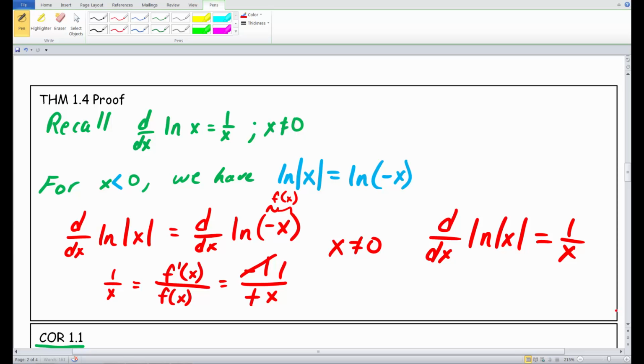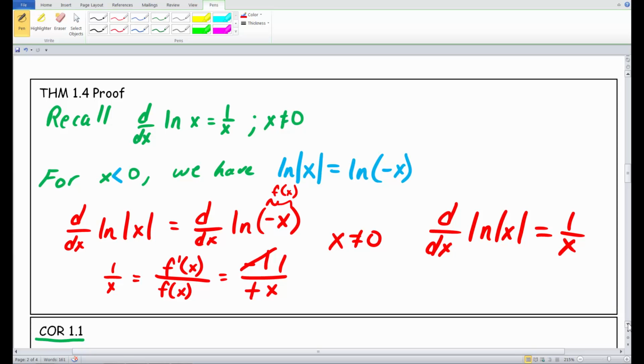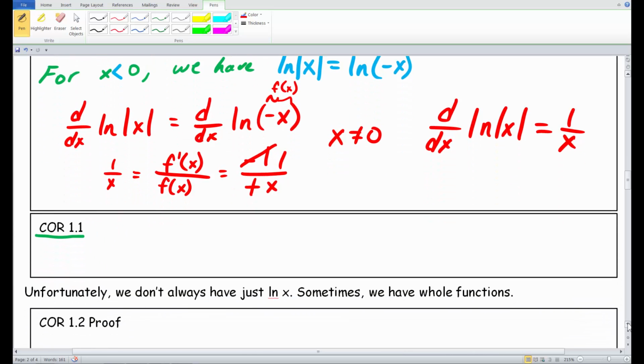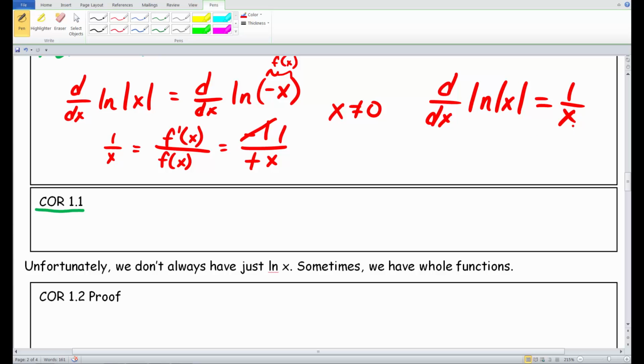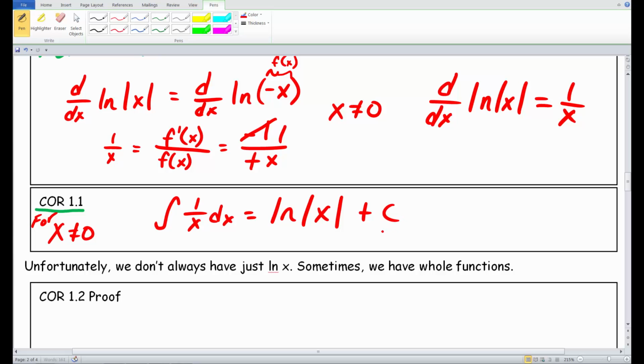Now, this is really where things are going to be applied for this chapter, is taking this information and applying it to a corollary. Well, again, we've been talking about derivatives this whole time, but chapter 4 is all about antiderivatives. So for x is not equal to 0, working backwards with this definition, we can say that the antiderivative, or the integral, of 1 over x dx is equal to the natural log of the absolute value of x plus some constant.